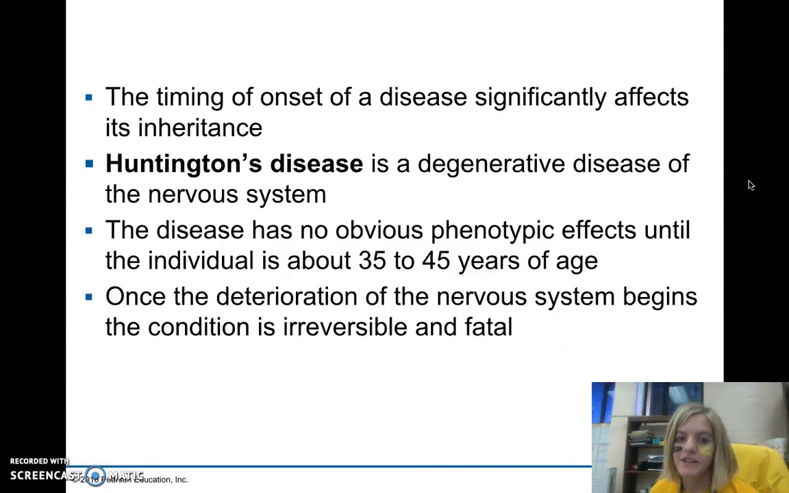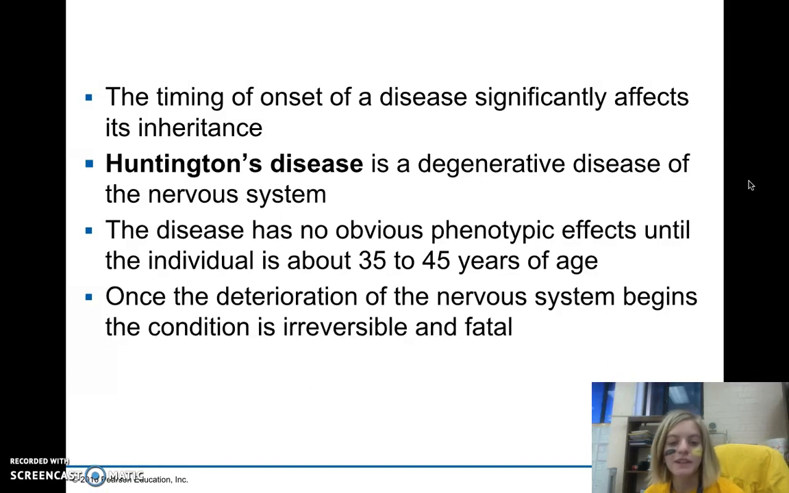However, there is also the implications of timing on a disease. So Huntington's disease is a very sad and serious degenerative disease of the brain and the nervous system. Those who are affected by Huntington's disease have no major phenotypic effects until about 35 to 45 years old. And once they reach this age, that's when the disease really starts to take effect, and the nervous system begins an irreversible kind of degeneration, and eventually the individual will die.